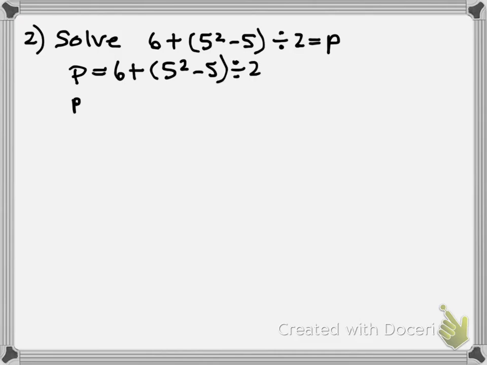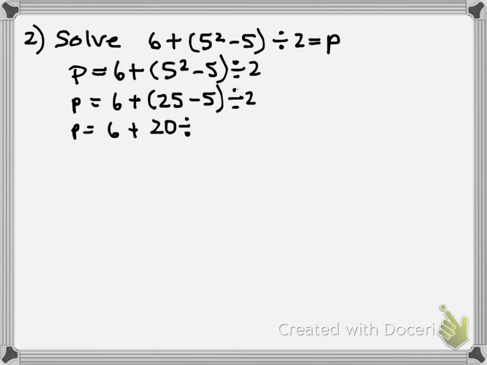So we follow order of operations, and that says take care of what's inside the grouping symbols. We have exponents, so I have 25 replaces the 5 squared. And then I take care of what's in the grouping symbols. 25, take away 5 is 20, so I substitute that in. I have a division problem, takes priority over addition. 20 divided by 2 is 10. And I get P equals 16.